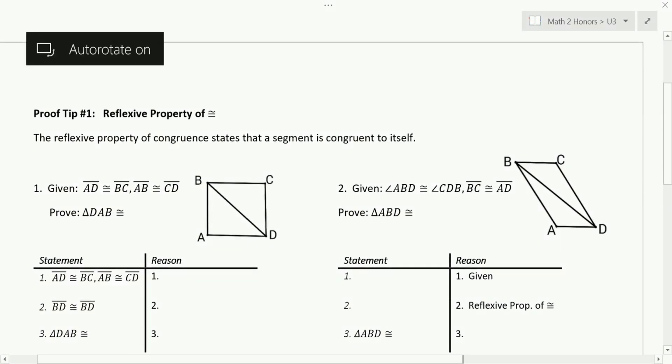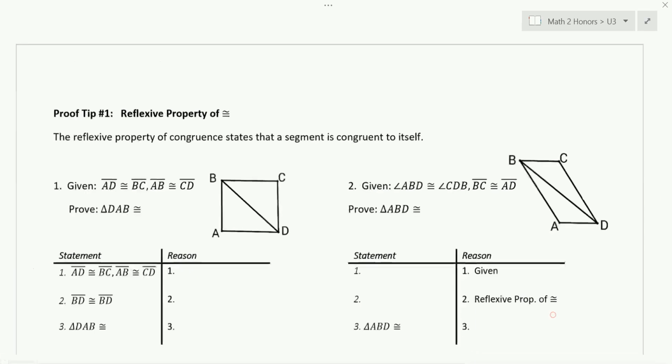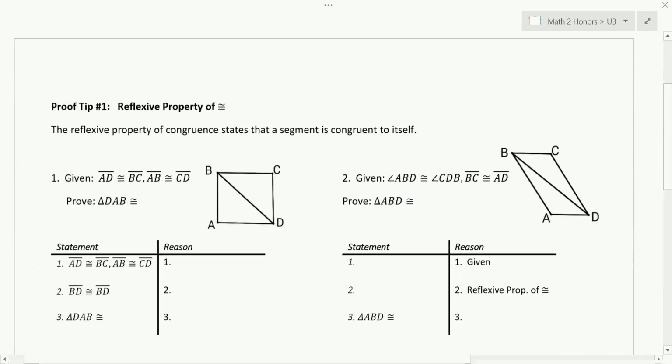Alright, so I'm going to go over tips with you today. First tip is going to be really talking about the reflexive property and how to use that. Second one will be vertical angles. Third one will be dealing with different kinds of bisectors.